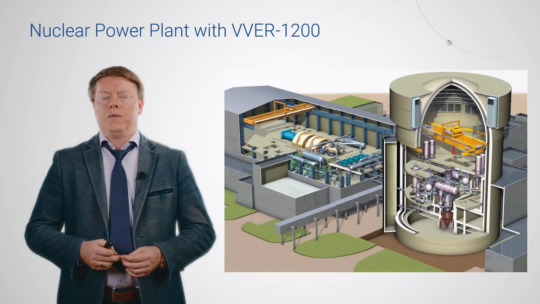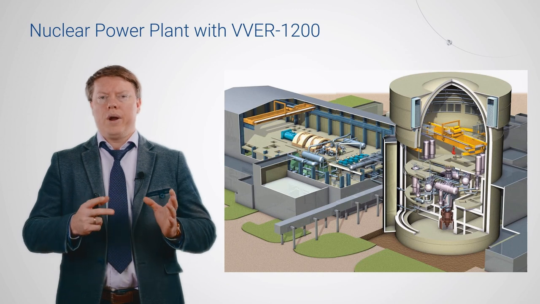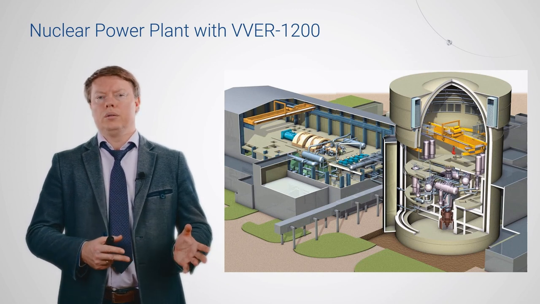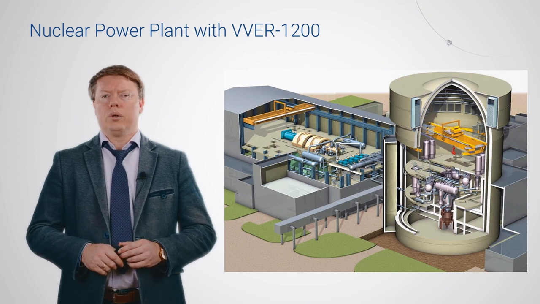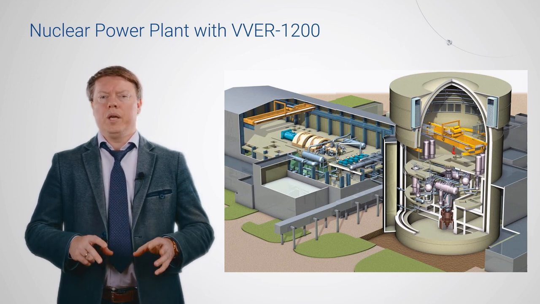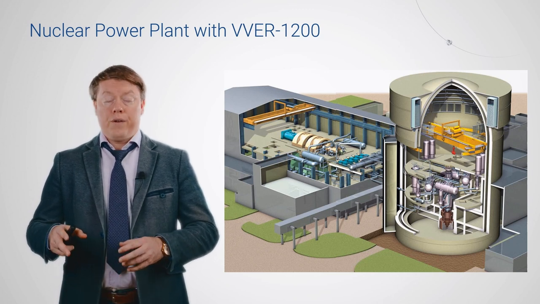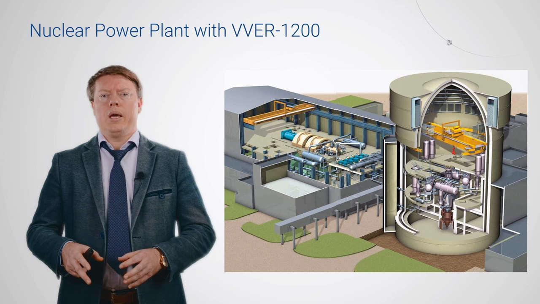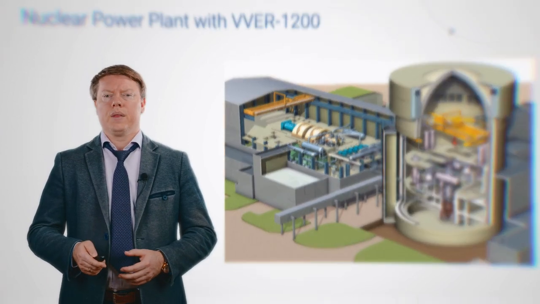And the full equipment location: the reactor building, the turbine building, and other buildings with support, exploitation, or main equipment. For example, these include new fresh fuel assemblies, and the building with diesel generators and others.